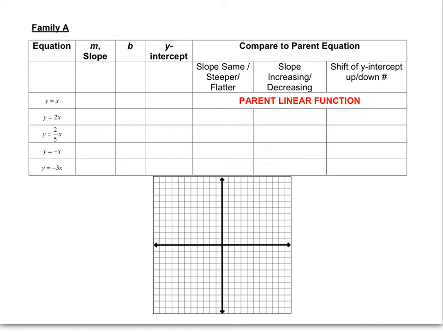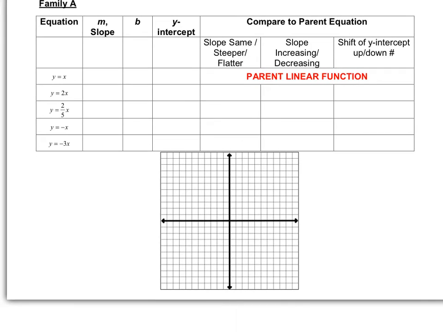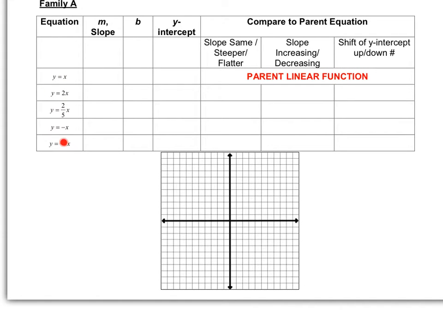Okay, so now we're going to fill in this chart. You'll need to copy it, and you can print it out if you want, and then copy it down into your notebook, and then we'll fill it in, and you'll need a piece of graph paper as well. We're going to take these equations over here, identify the slope, identify the y-intercept, and then compare this to the parent function. We're going to decide: is the slope the same, steeper, flatter, is the slope increasing or decreasing, and is there a shift of the y-intercept up and down? And then we're going to graph everything down here. I'm going to color code with red, green, blue, orange, and purple, but you can use whatever you want. So get all your supplies together and pause this, and let's get started.